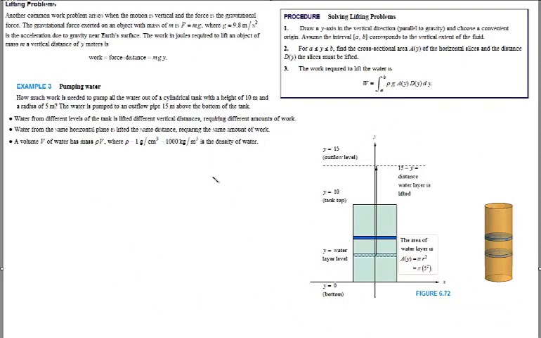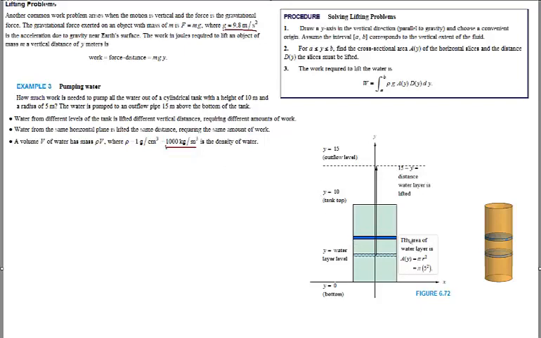Alright, this next problem is another work problem. This time we are moving something upward. We're lifting. In that case, we're going to need our gravitational constant here. We're also, if we're moving water, then we're going to probably need this guy right here. Most everything we deal with is going to be in meters and in kilograms, so we'll need that.